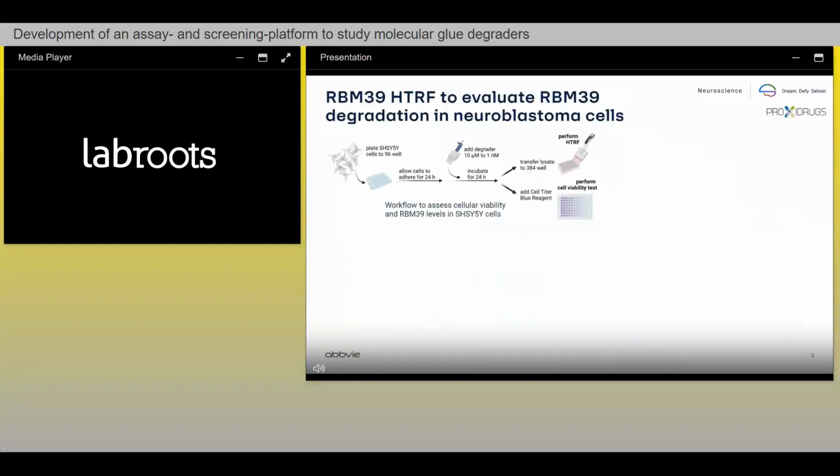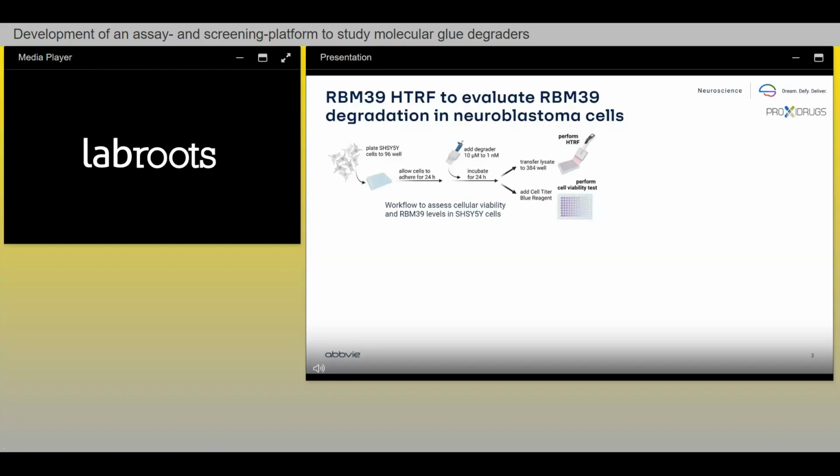So, here's what we did. We took a neuroblastoma cell line, which is the SH-SY5Y cells. We plate them to a 96 well at 50,000 cells per well, allow them to adhere for 24 hours, and then treat them with a concentration response in a half-log scheme, starting at 10 micromolar, going down to 1 nanomolar. Let this incubate for 24 hours, and then we read either the HTRF assay or a cell viability assay. We can also put these as a multiplex.